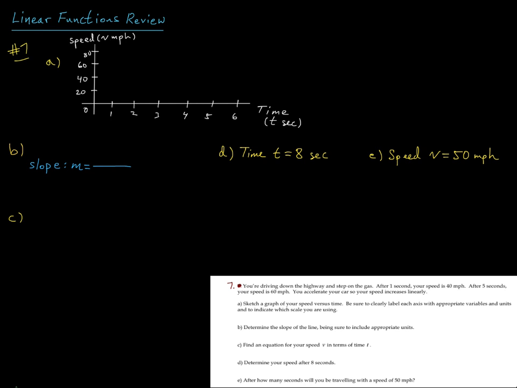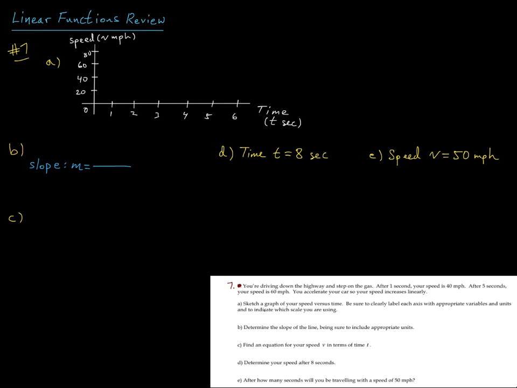All right, for this last video on the linear functions review, we'll look at problem number 7 that says you're driving down the highway and step on the gas. After 1 second, your speed is 40 miles an hour. After 5 seconds, your speed is 60 miles an hour. You accelerate your car so your speed increases linearly.